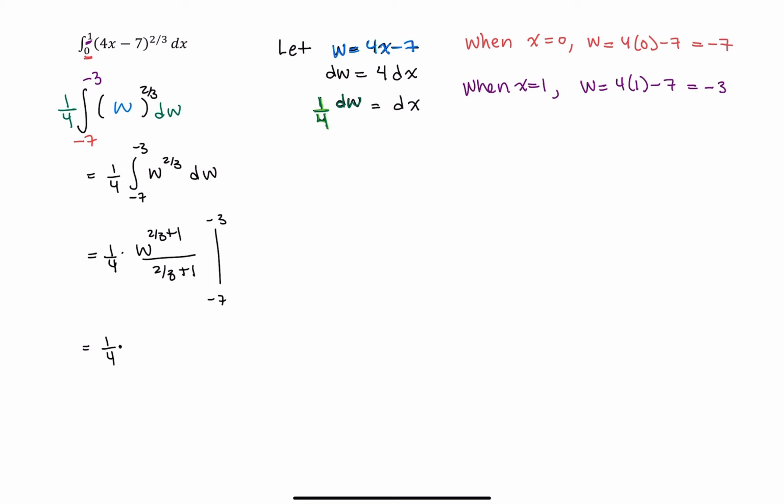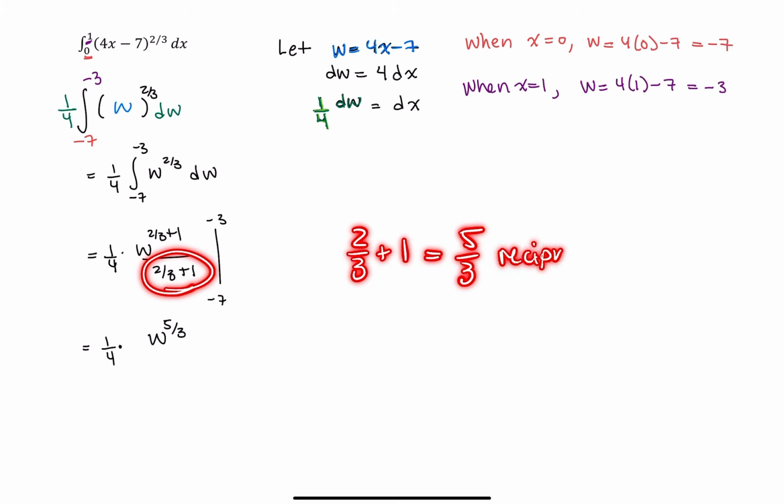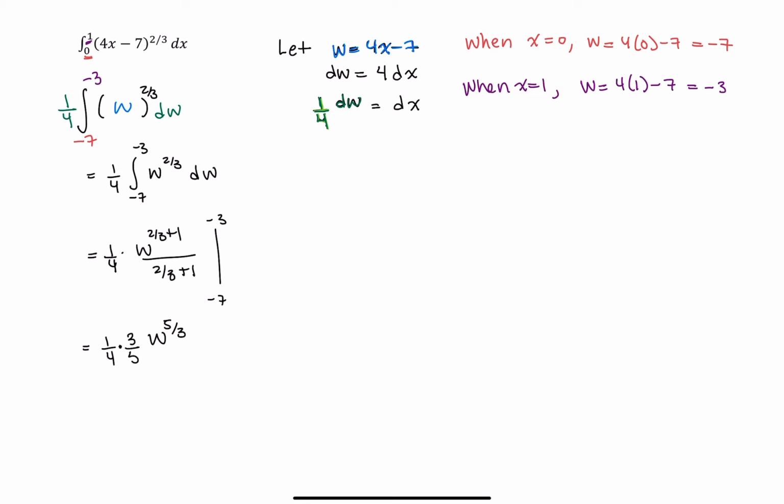So I have 1/4 now. Now 2/3 plus 1 is w to the 5 over 3 power. And we're multiplying that by the reciprocal of this denominator. And again, 2/3 plus 1 is 5 over 3. And the reciprocal of this is 3/5. So let's go ahead and multiply that here. And again, we're evaluating from negative 7 to negative 3.